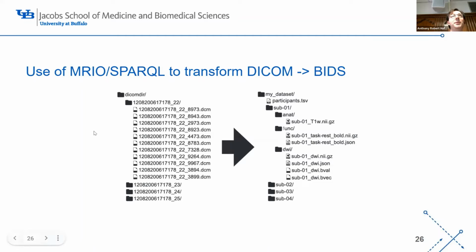When you have your DICOM images, they're pretty unintelligible to look at, just based on these names and the way that the files are called and the way they're organized. And then over here, you have your nice, organized, easily digestible BIDS data set.